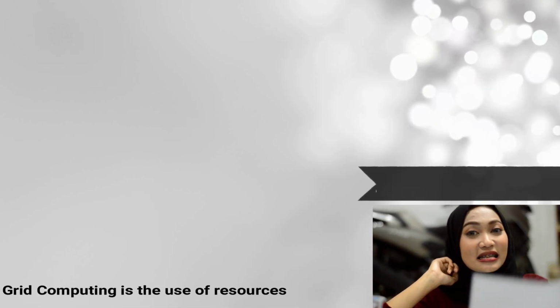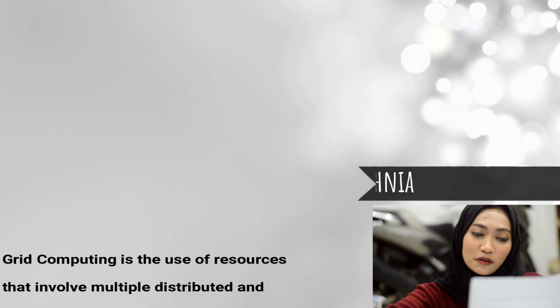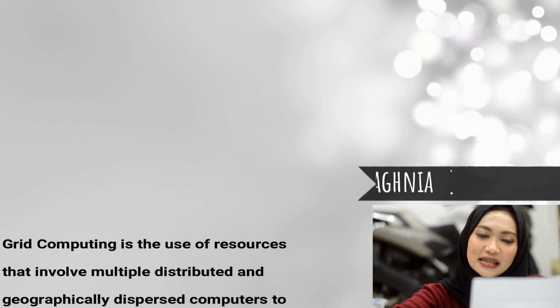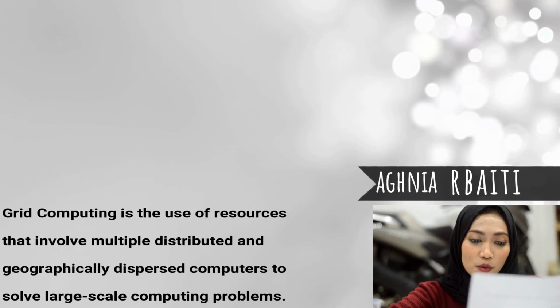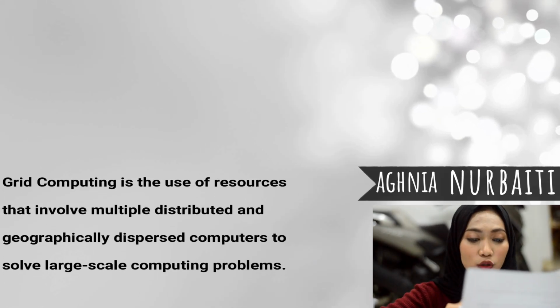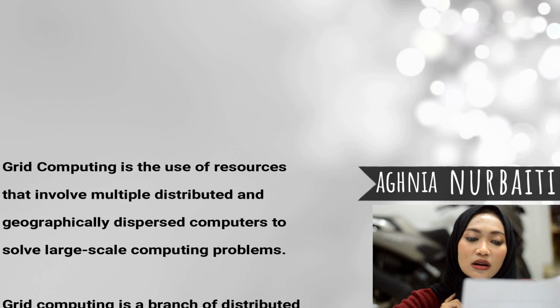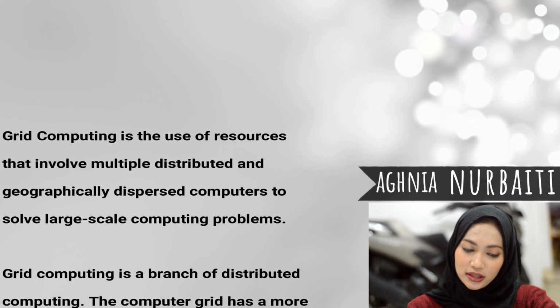Now, I'm going to explain about grid computing. Grid computing is the use of resources that involve multiple distributed and geographically dispersed computers to solve large-scale computing problems. Grid computing is a branch of distributed computing. The computer grid has a more prominent difference and is applied to the infrastructure side of the computation process.